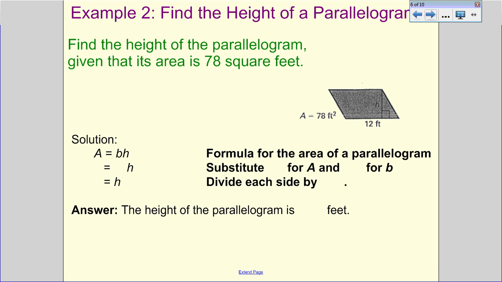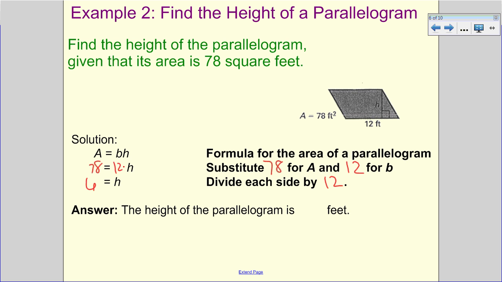All right, so now we're going to find the height of a parallelogram given the area. So this is going to look very similar to what we've already done with rectangles and triangles. We're going to take an area of 78 square feet and find the height. So we're going to start with our formula, write that down, area equals base times height, substitute 78 for A, and substitute 12 for B. So I have 78 is equal to 12 times H. I have to divide each side by 12, and so we do 78 divided by 12.